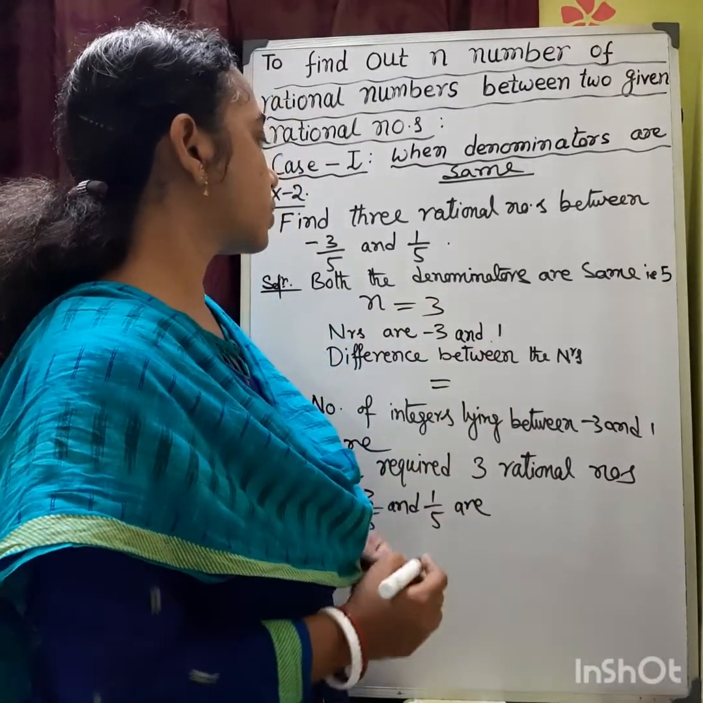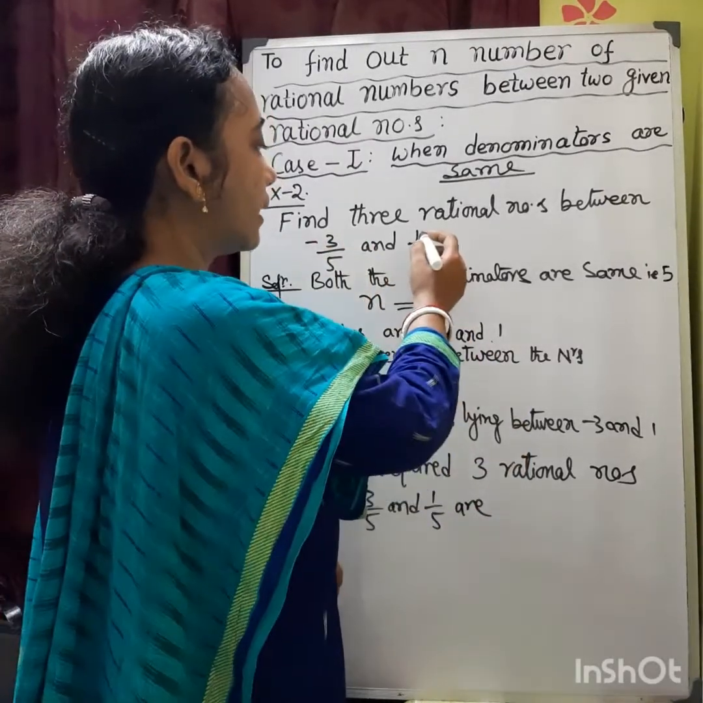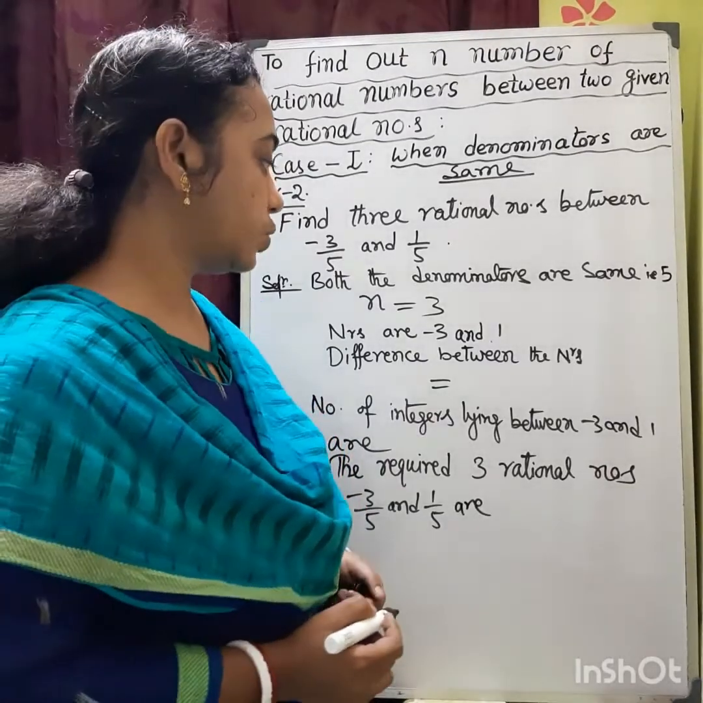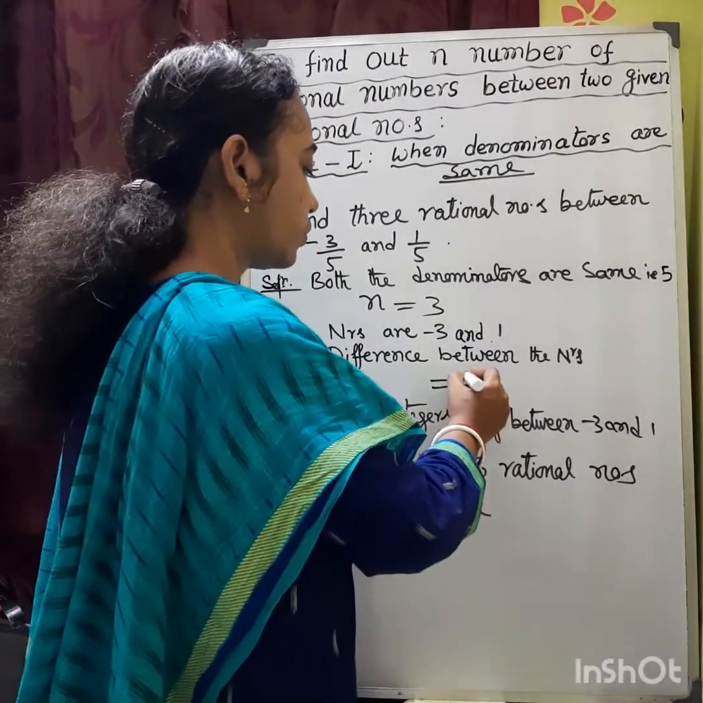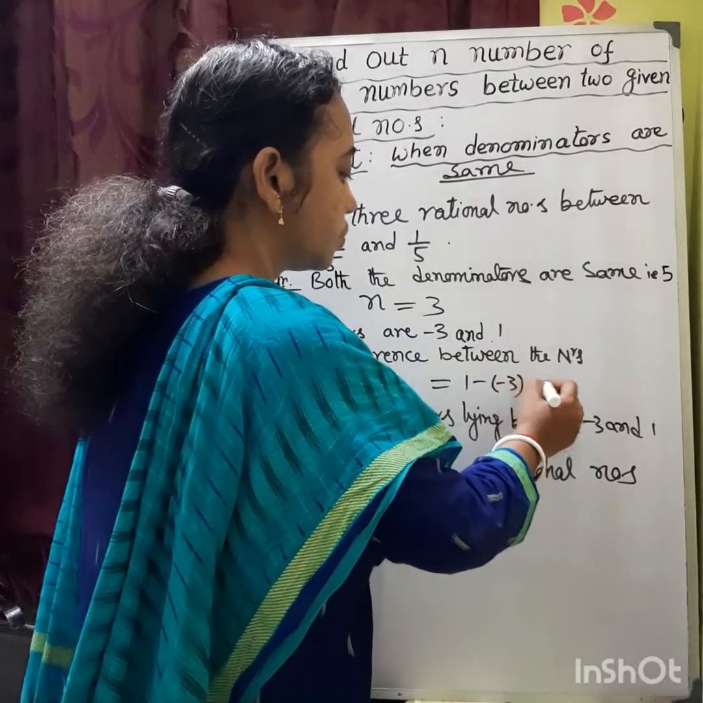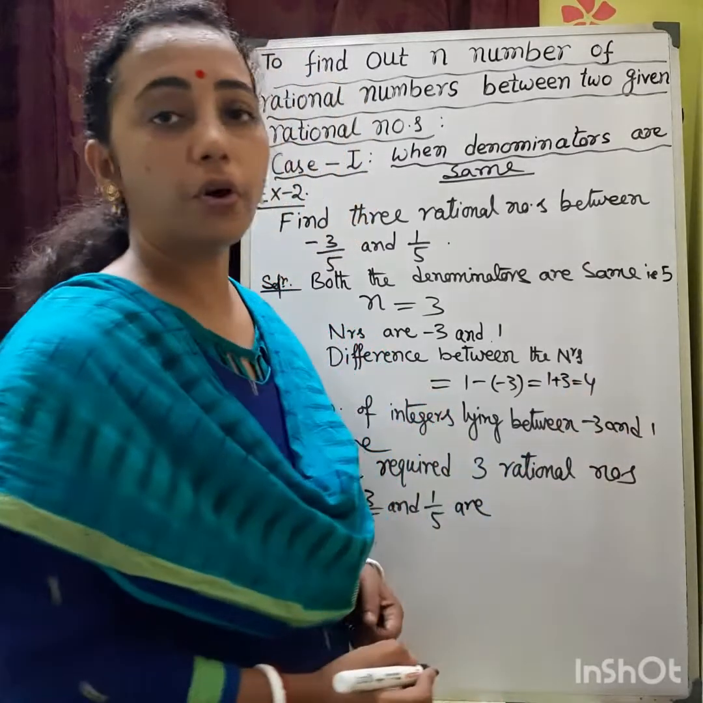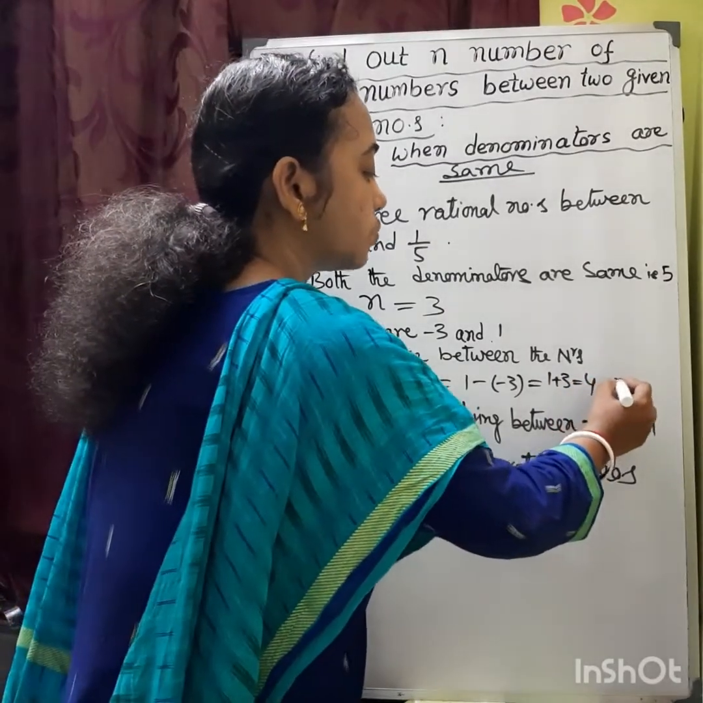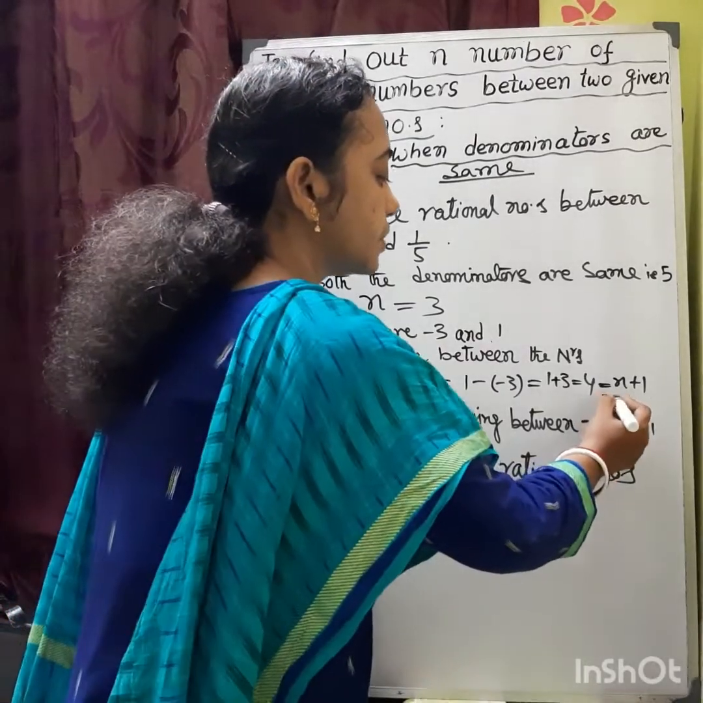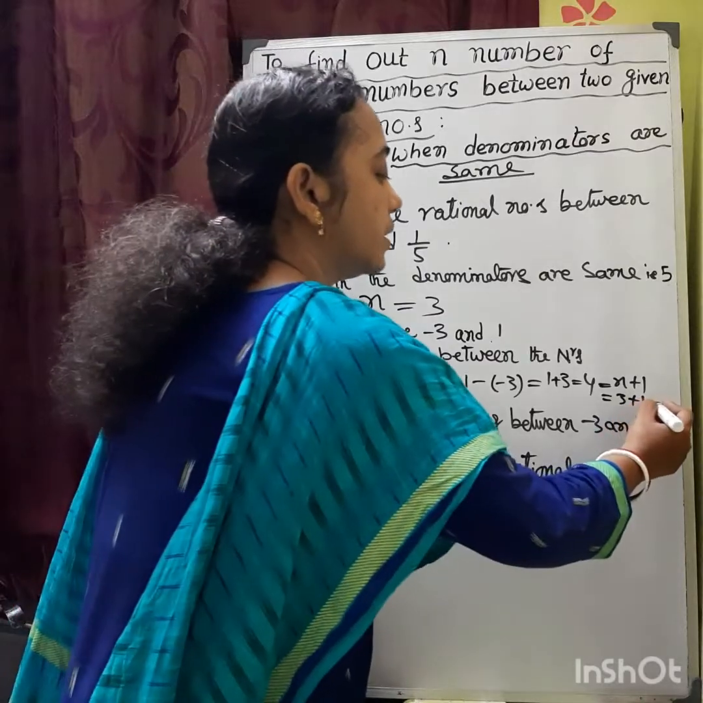Now the numerators of the given rational numbers, one is minus 3 and the second one is 1. First we find the difference between the numerators. Always we take the greater number first, so 1 minus minus 3. It becomes 1 plus 3, that is 4. So 4 is equal to n plus 1? What is n? n means 3. So 3 plus 1, yes, it is the same, it is 4.